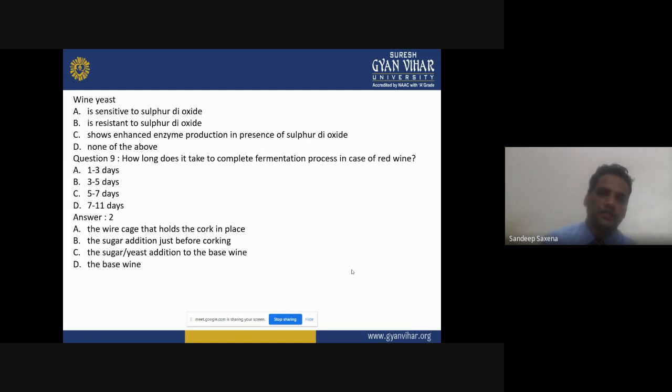Another MCQ: the wire cage that holds the cork in place, the sugar addition just before corking, the sugar and yeast addition to the base wine, and the base wine.